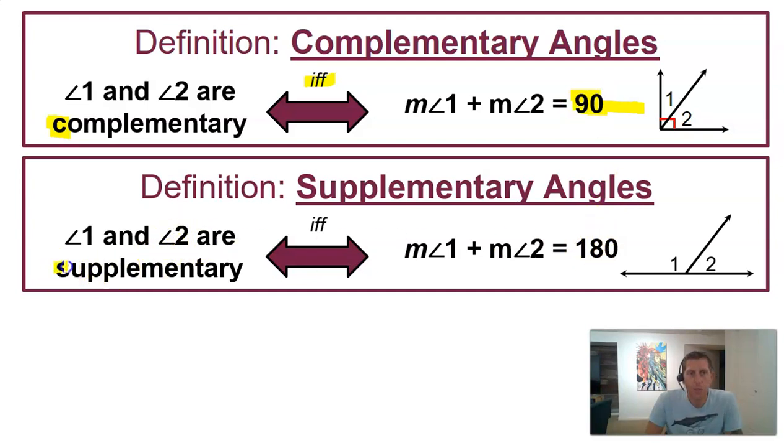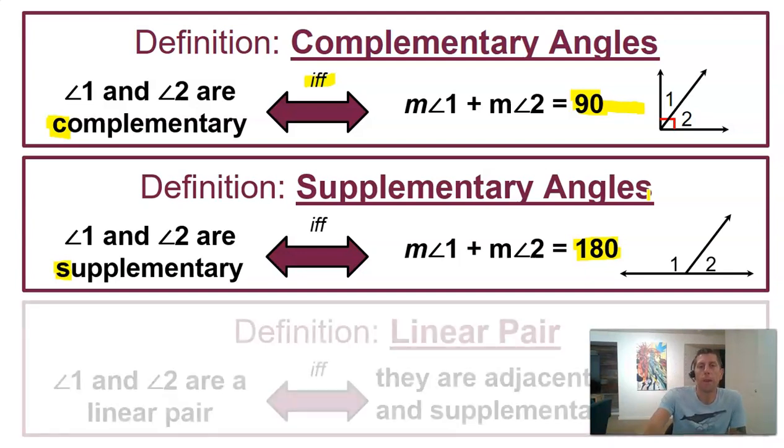S, supplementary, comes later in the alphabet, later on that kind of alphabetical number line, if you will, and 180 is a bigger number. So this comes later on the number line. C comes earlier on the number line, and 90 is earlier on the number line. That's the way that I keep them kind of separated in my brain. Maybe that helps. Maybe you have a different way of remembering it as well. Hopefully you can figure out a way that makes sense for you.